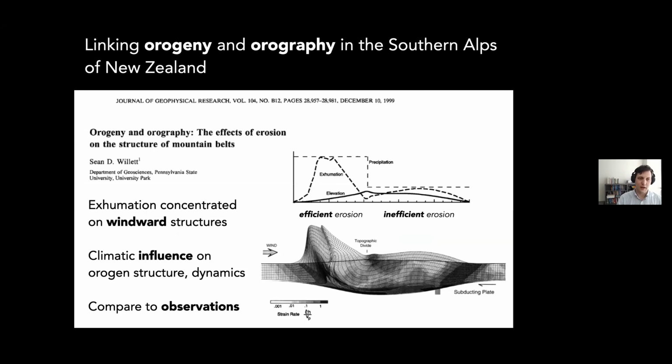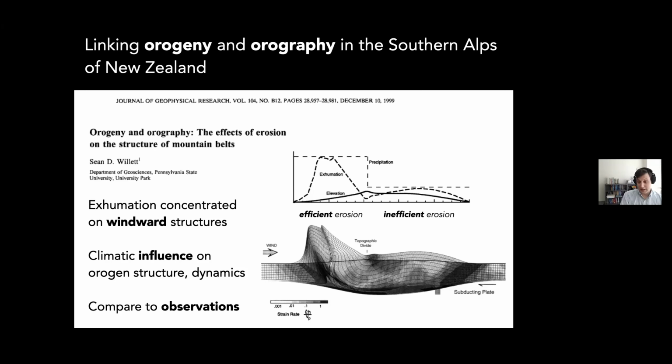It's based on a prior paper that was written in 1999 and published in JGR by Sean Willett called Orogeny and Orography, the Effects of Erosion on the Structure of Mountain Belts. And I've really enjoyed reading this paper now many times. It's really a cool numerical study that explores the effect of orographic precipitation on the exhumation of a divergent orogen, a divergent wedge orogen.